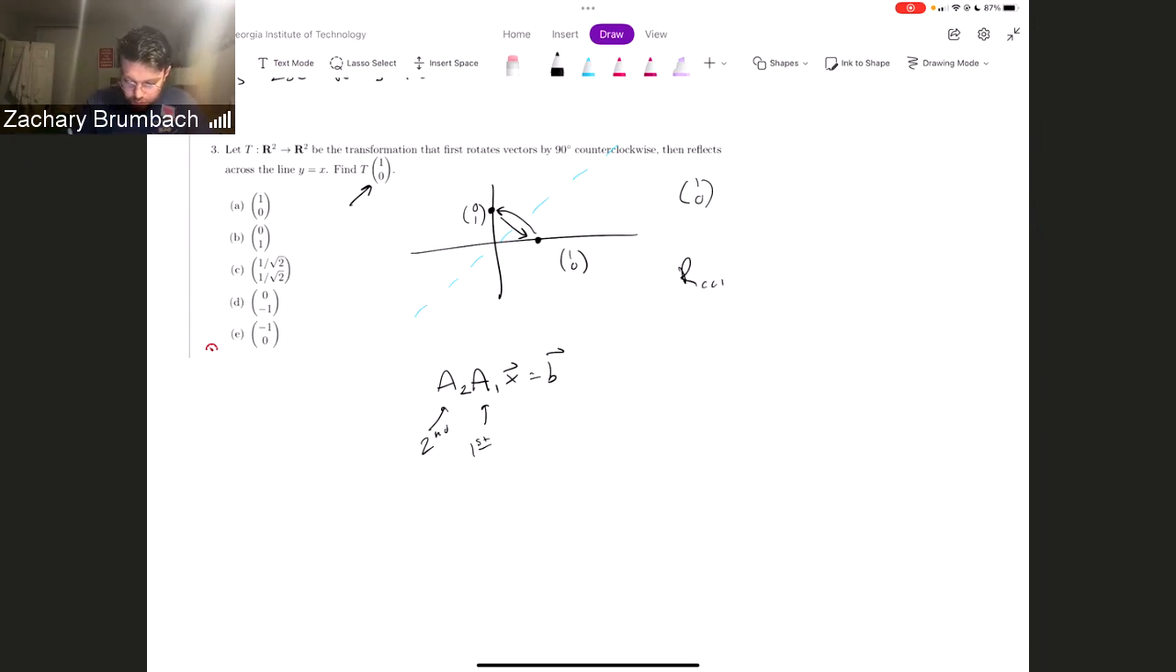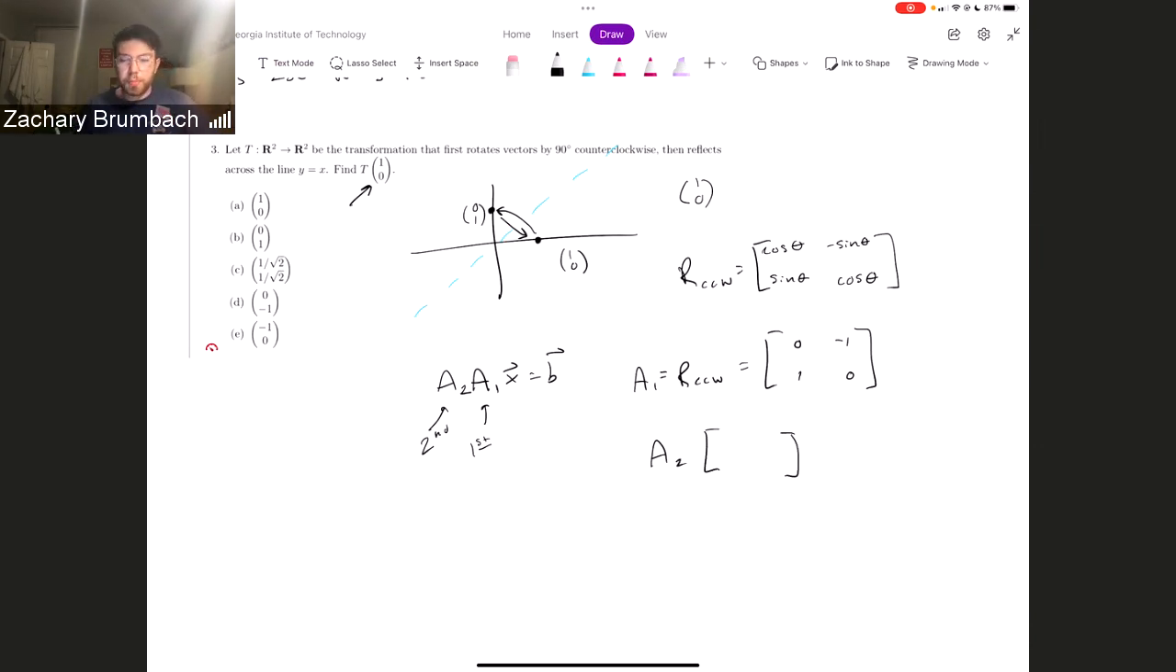For the counterclockwise rotation, this is the formula you guys really need to know. Cosine theta on the diagonal, negative sine theta here, sine theta here. This is for a counterclockwise rotation. For a clockwise rotation, it is exactly the same formula, except theta is negative. In this case, we're rotating 90 degrees counterclockwise. The cosine of 90 degrees is 0, and the sine is 1. This is what that matrix looks like, and this is the first thing we do, so this is A1. For our second transformation, we're flipping across the line y equals x, which is just switching x to be y, and y to be x.